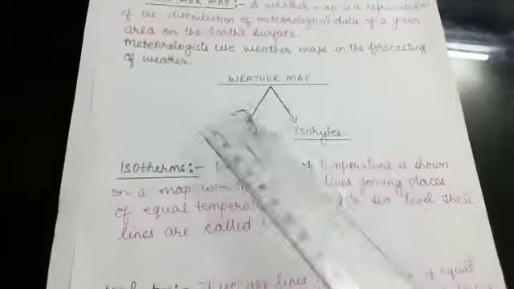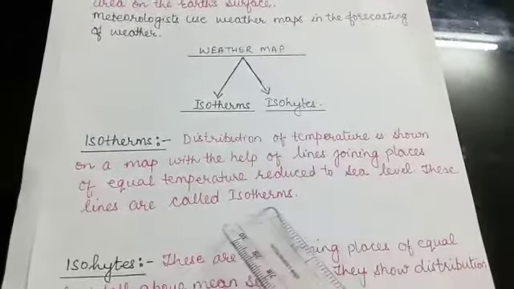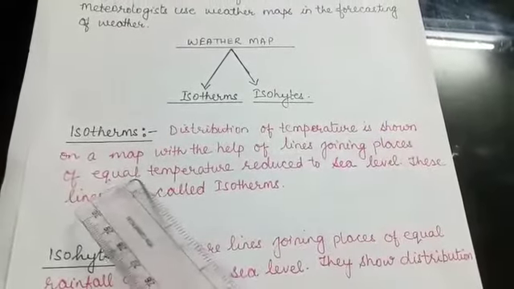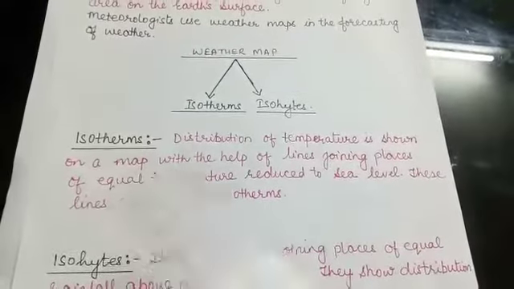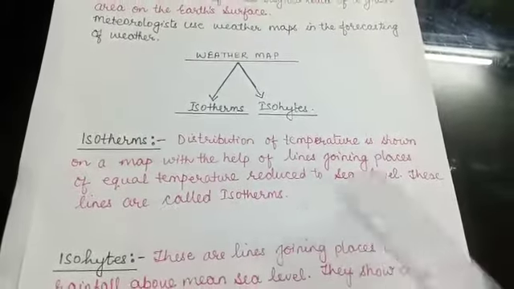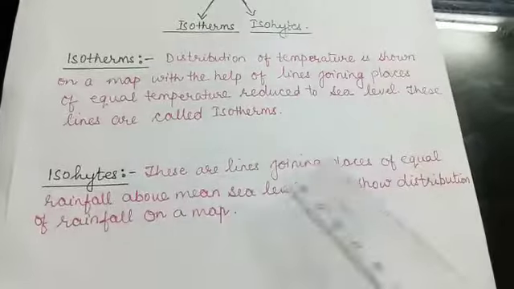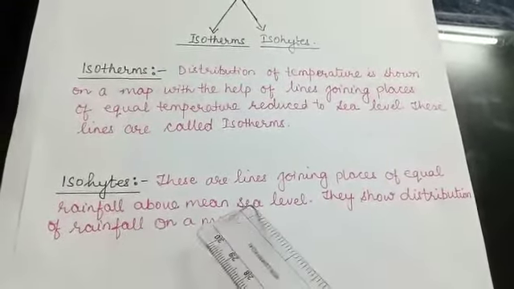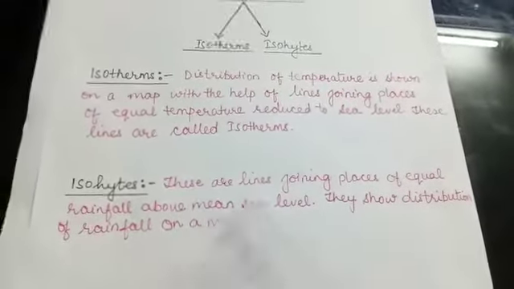There are basically two types of weather map: isotherms and isoheights. Isotherms: distribution of temperature is shown on a map with the help of lines that join places which show equal temperature reduced to sea level. These lines are called isotherms. What are isoheights? These are lines joining places of equal rainfall above the mean sea level. They show basically the distribution of rainfall on a map.